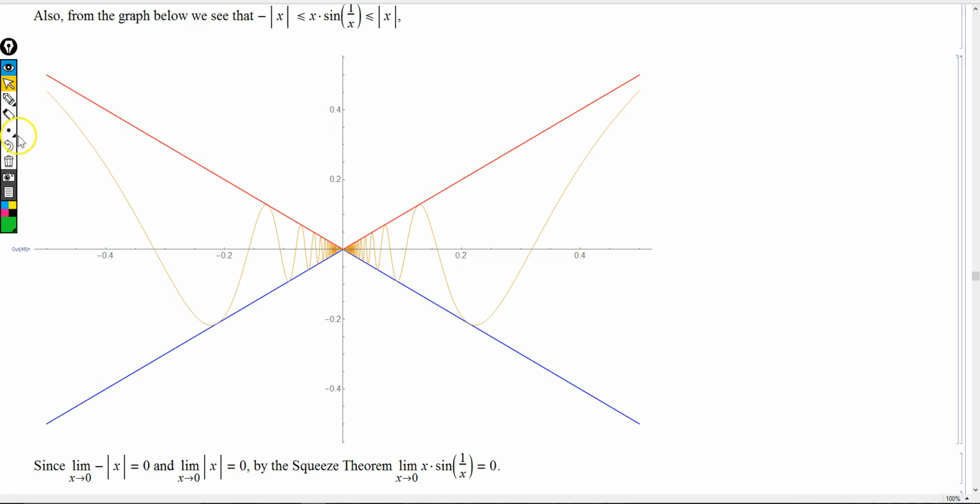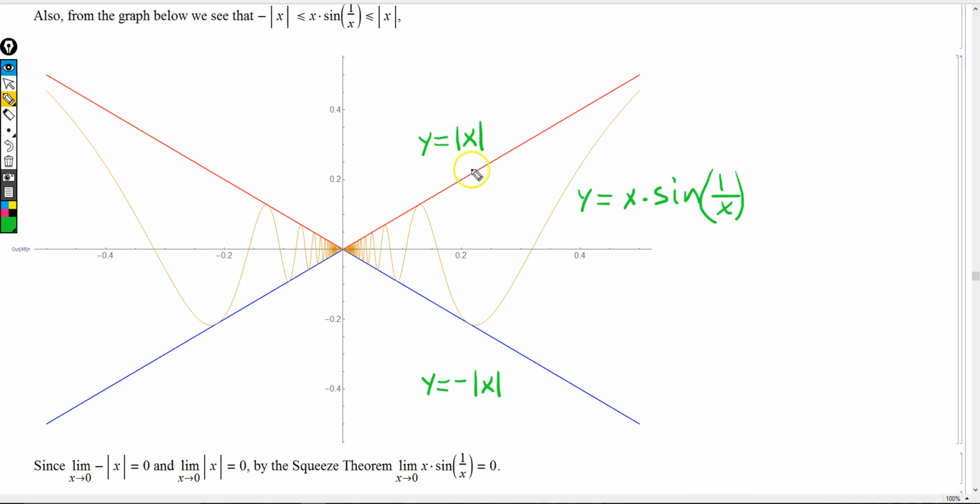So right here, the red curve is the graph of y equals absolute value x, right? That's the V-shaped curve right here. And the inverted V-shaped curve down here, the blue one, is y equals negative absolute value x. And the gold curve here is the graph of y equals x times the sine of 1 over x.